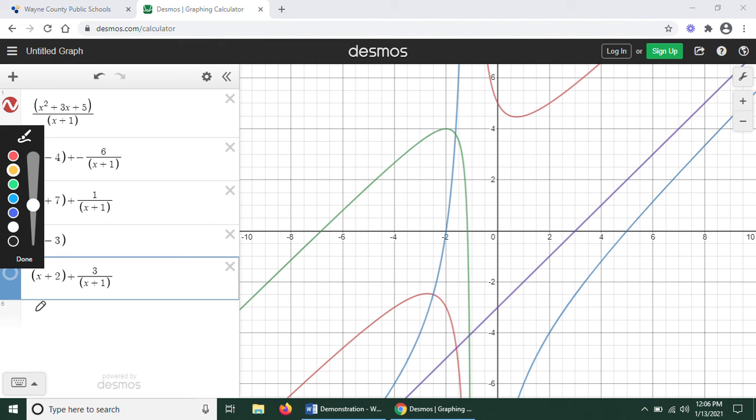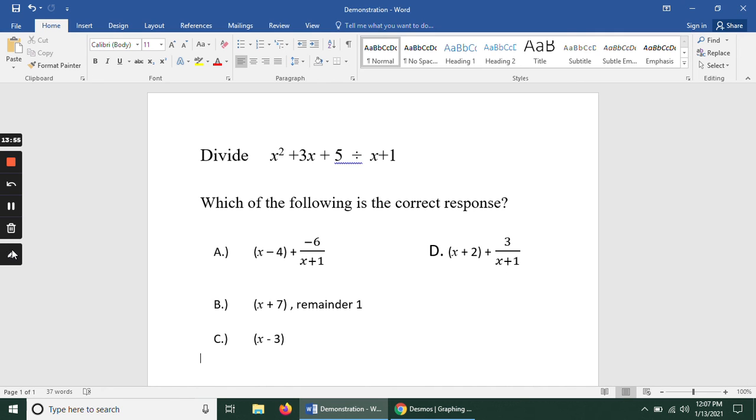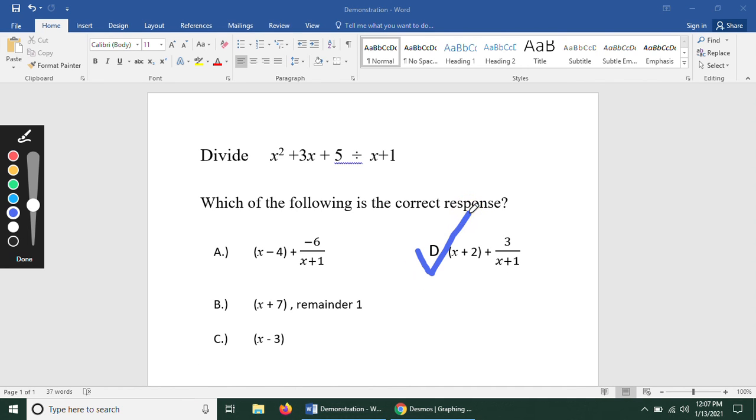Now, when I entered the final expression, which is for D, as in donut, that black graph that represents the final expression that I entered fell directly on the original graph. And what that says to us is our answer is D. All right?